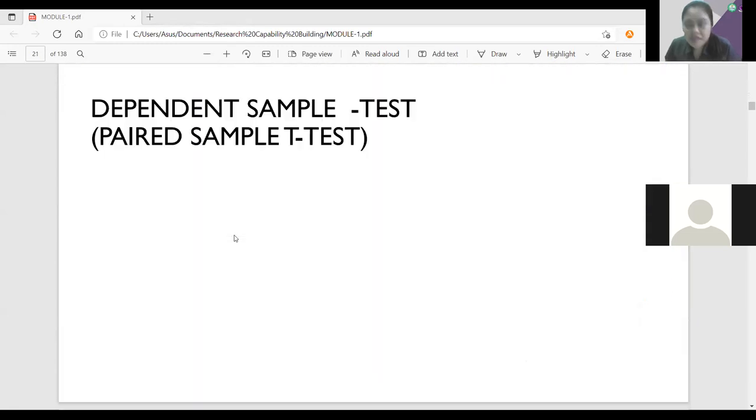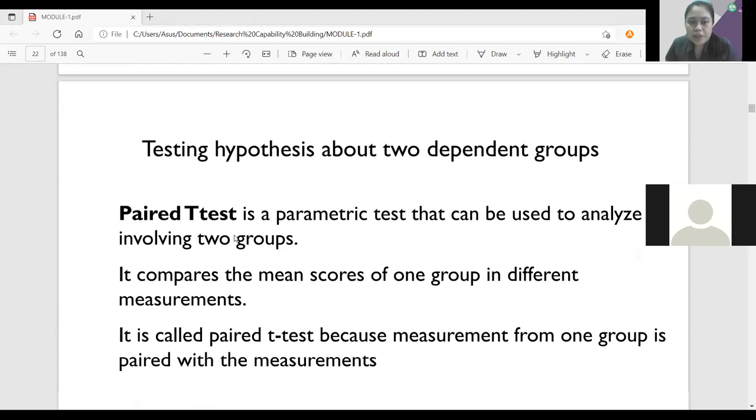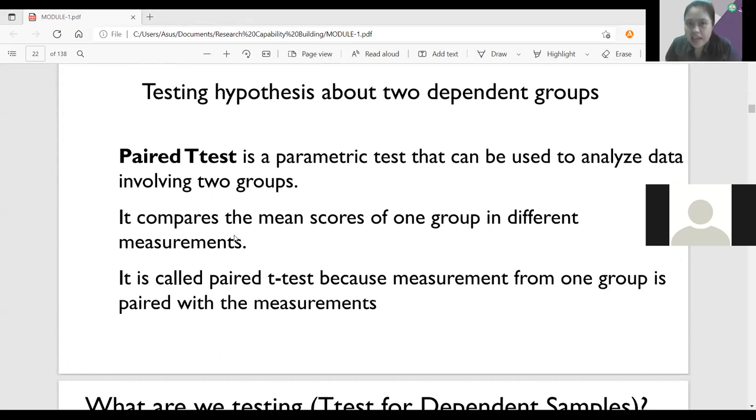So this one naman is the dependent sample t-test or the paired t-test, paired sample t-test. Now just like the independent sample t-test, this is still a parametric test, meaning we have to satisfy assumptions first before we can use this test. This is also the same with the independent sample t-test that we are comparing two groups, okay? We are comparing two groups only. Kasi pag more than two groups na, hindi na pwede si t-test, ANOVA na yon.